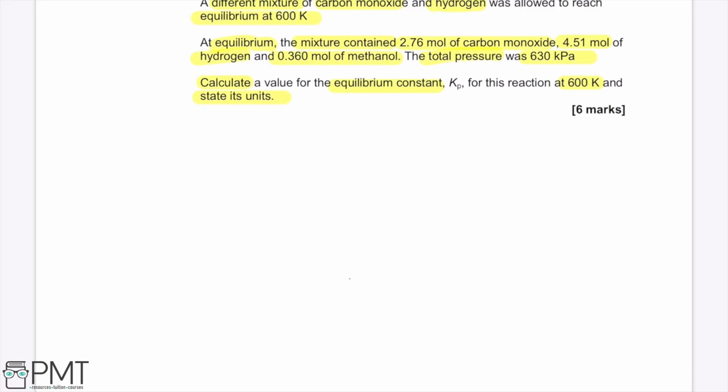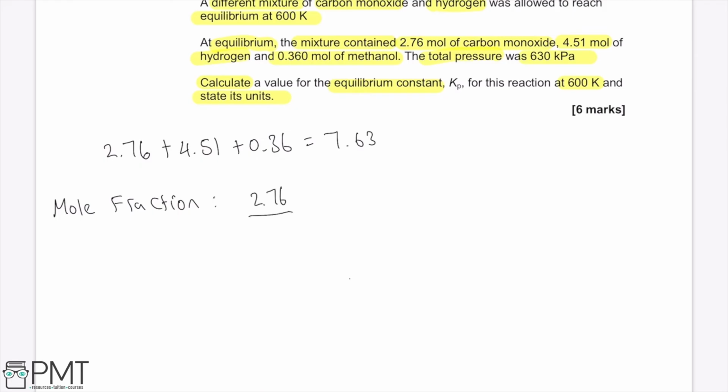Now, Kp is very similar to Kc, but rather than concentrations, it is to do with partial pressure. So the first step with big Kp questions is to always add up the amount of moles given in the equilibrium mixture, and when we sum these values, we get 7.63. Now, this allows us to get the mole fraction, which is calculated via the number of moles of gas divided by the total number of moles of gas.